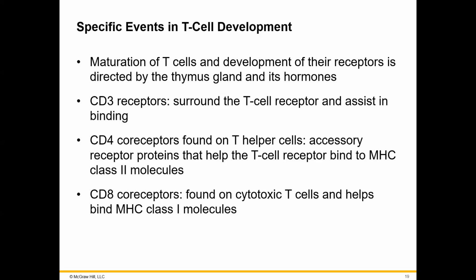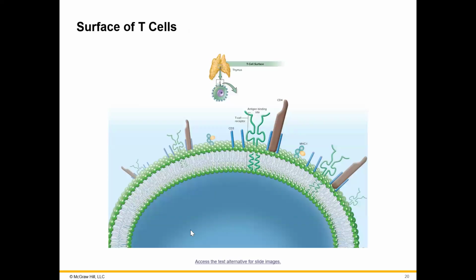Like B cells, T cells also constantly circulate between the lymphatic and the general circulatory systems, migrating to specific T cell areas of the lymph nodes and spleen. It's actually been estimated that more than 10 to the power 9 T cells pass between the lymphatic and general circulations per day. Here you see the surface of the T cell. So within the thymus, which is where they mature, and then looking at the surface, you can see here CD3, antigen binding site, T cell receptor, CD4, and MHC1 depicted.